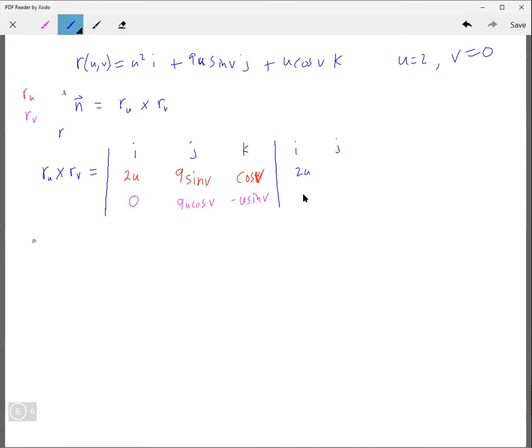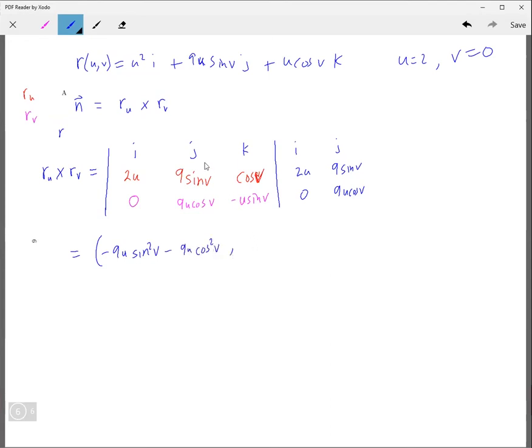Okay, so copy that stuff down. And it's going to give us, in the I direction, negative 9U sine squared V. And then going back the other way, it's minus 9U cosine squared V.